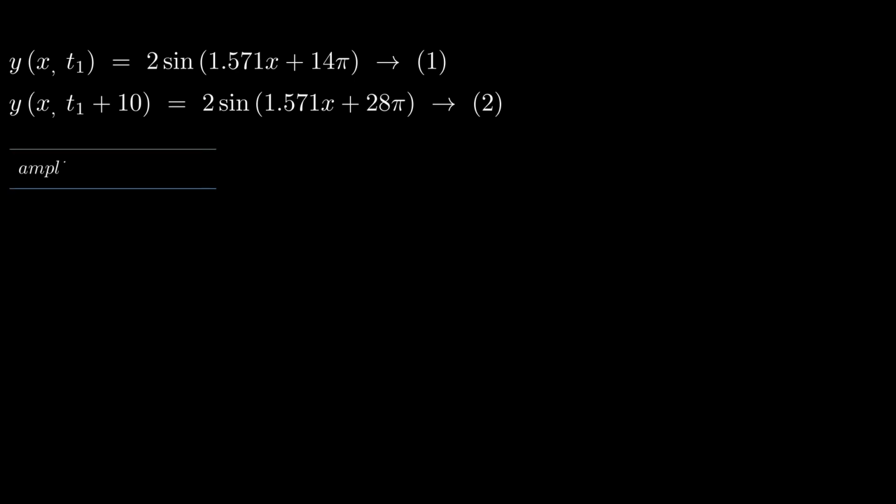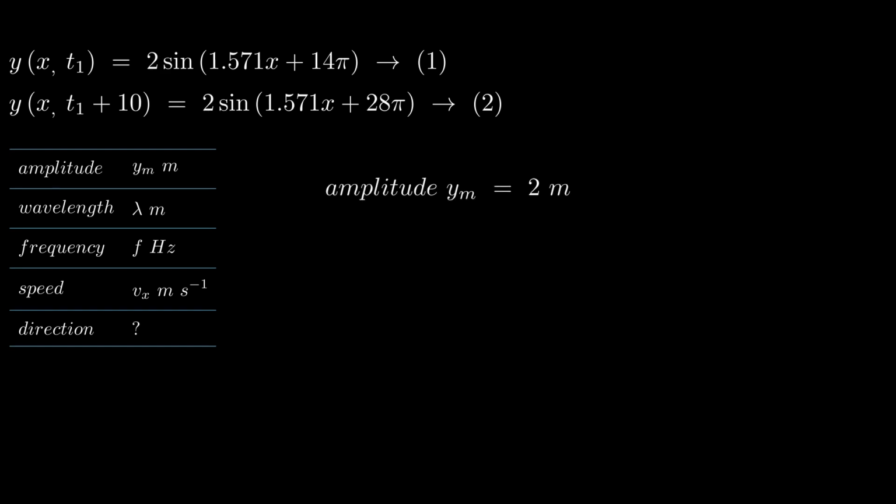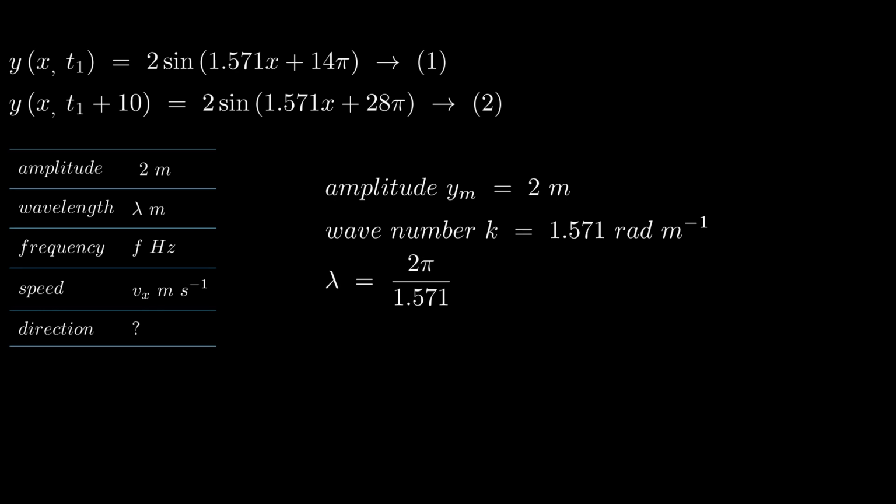We need to determine the amplitude, wavelength, frequency, speed, and direction of propagation of this wave. Immediately, we can identify the amplitude of the wave from the given two functions as 2 meters, and the wave number as 1.571 radian per meter. Using this expression, we can work out the wavelength since we know the wave number. The wavelength of this wave is 4 meters.